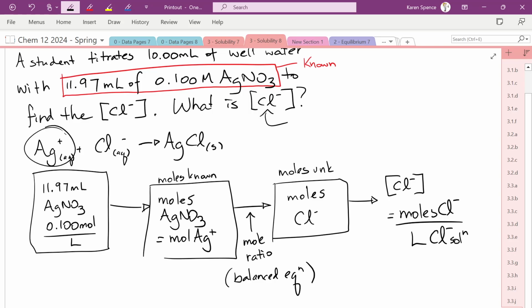Concentration of chloride. Yes, and how many milliliters of plus? How many? Well one. And the one is well one.